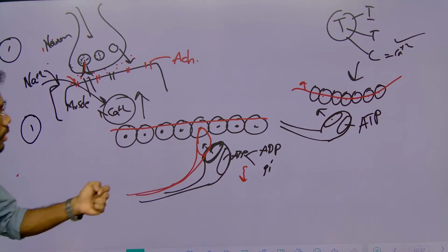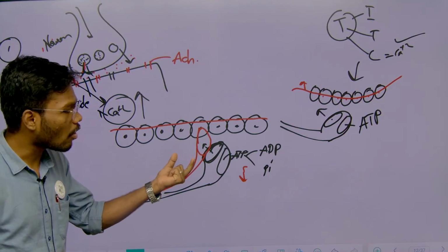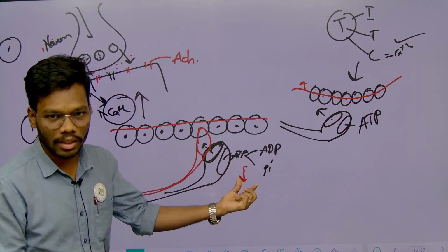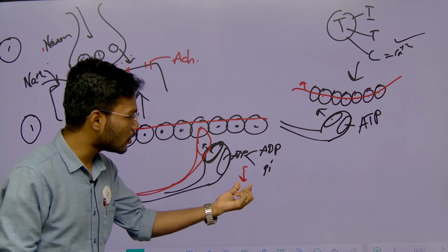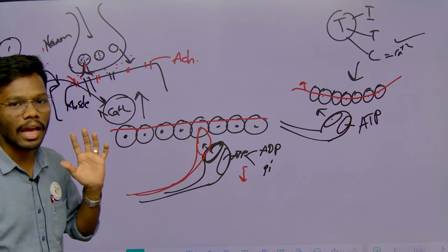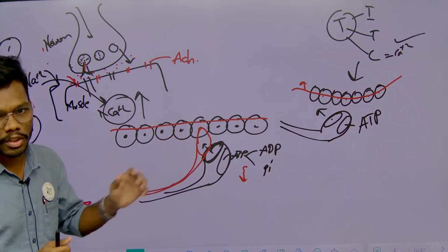The first step is what? Cross bridge formation. How was the cross bridge formed? Because of the release of energy by ATP hydrolysis. Utilizing that energy, this myosin head binds with the actin molecule, right? So that is called cross bridge formation.